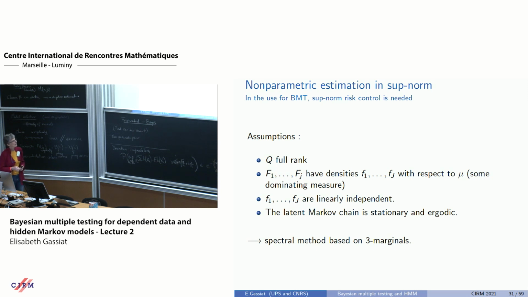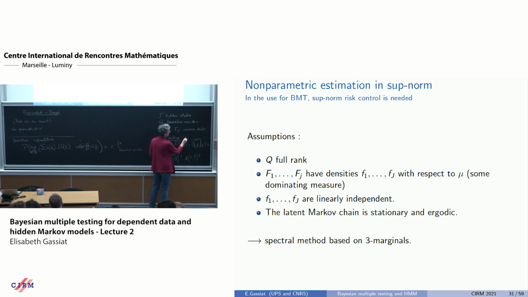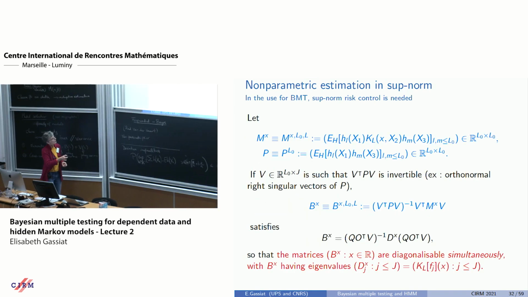If you assume that your emission densities are linearly independent, then if you only look at 3 consecutive observations, you can use the tensor trick and recover everything, based on here the situation where you use only 3 consecutive observations. So how does it work?